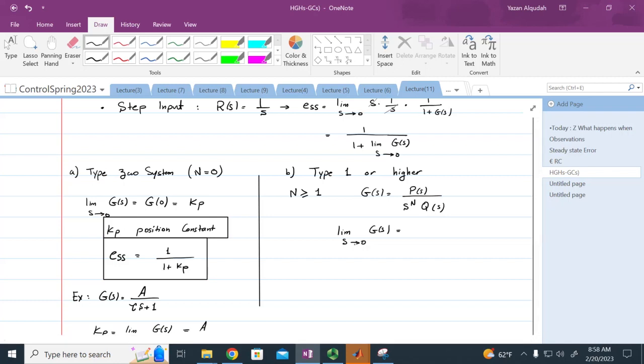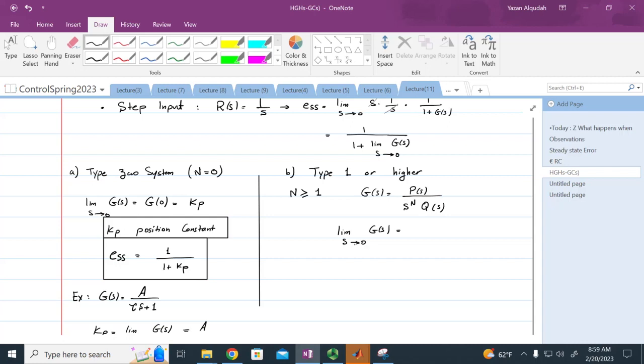What is it? Remember, P at 0 is not equal to 0, Q at 0 is not equal to 0. Why is it P at 0 is not equal to 0? It cannot be 0. P at 0 cannot be 0. Q cannot be 0. Why? Because we took S as a factor out. Does that make sense? Everybody? Why are P and Q not equal to 0 when S equals 0?